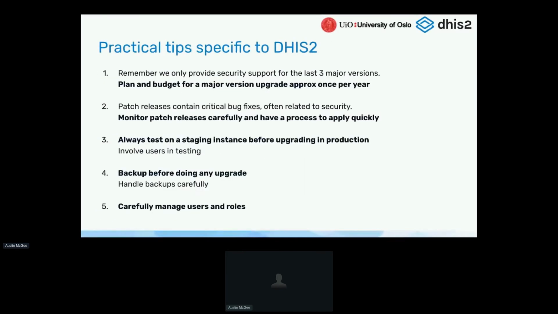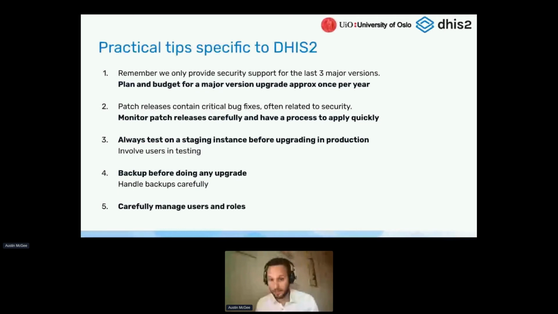A few critical tips specifically around DHIS2. Again, there's a lot of other software and other organizational things that you might need to manage with DHIS2. But specifically with DHIS2, it's important to plan and budget for a major upgrade about once a year. We only provide security support for the last 3 major versions of DHIS2. Occasionally, we'll make critical fixes to earlier versions, but in order to make sure you're getting the most secure, latest version of DHIS2, it's important to upgrade as quickly as possible.